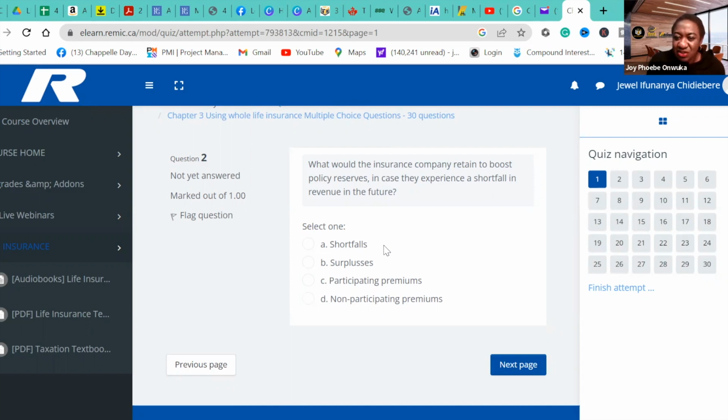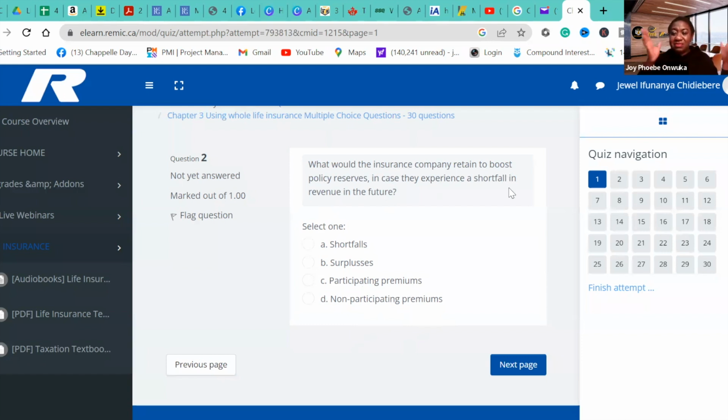What will the insurance company retain to boost policy reserves in case they experience a shortfall in revenue in the future? I think I remember we talked about this. Anyways, what are the options? Shortfalls, surplus, participating premiums. I think it's surplus, right? Now, what would the insurance company retain?